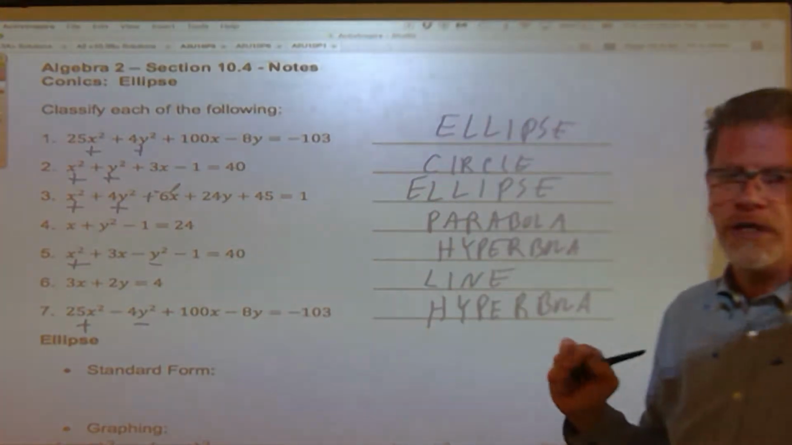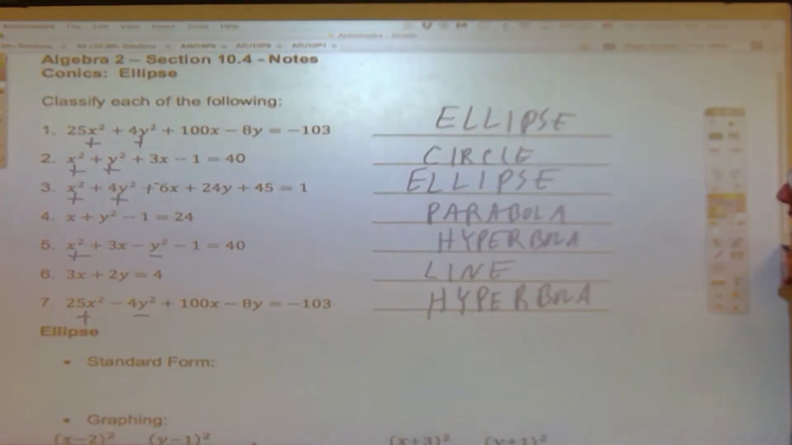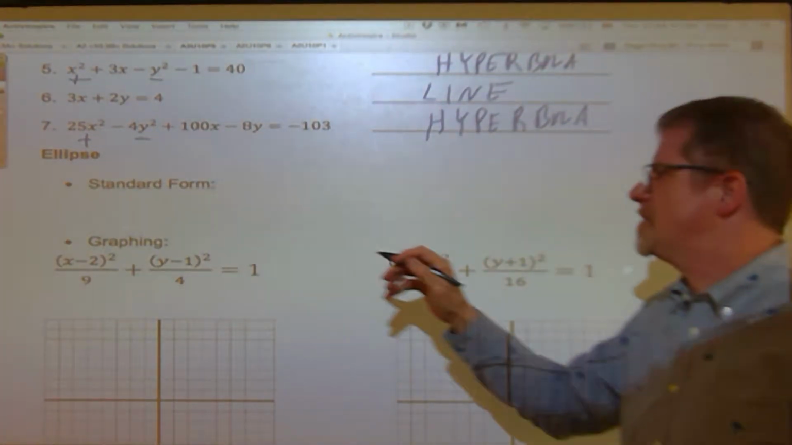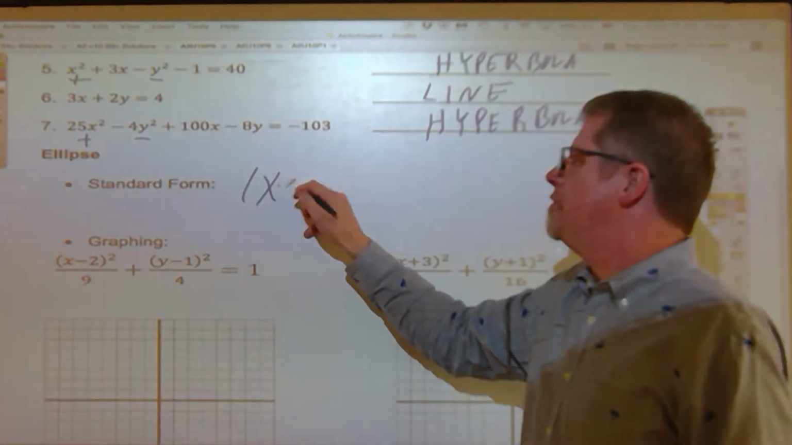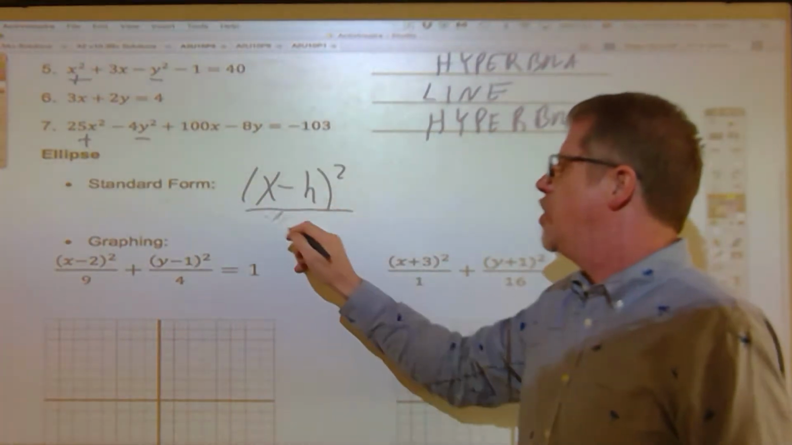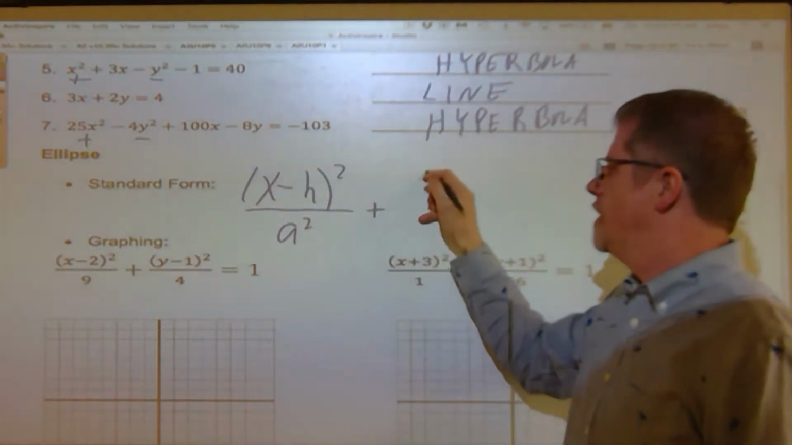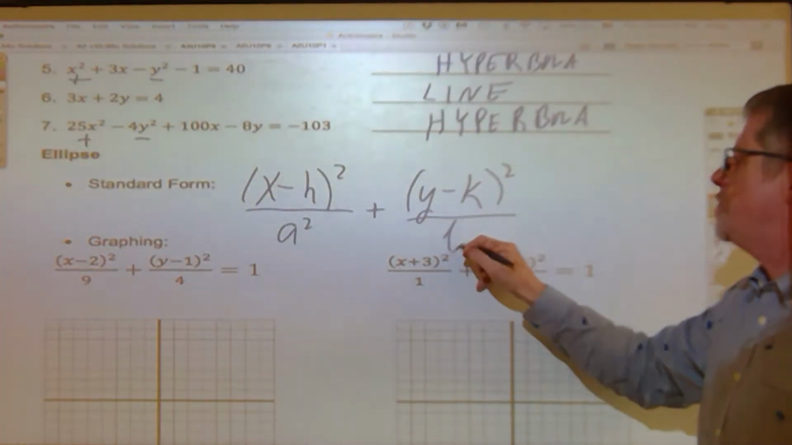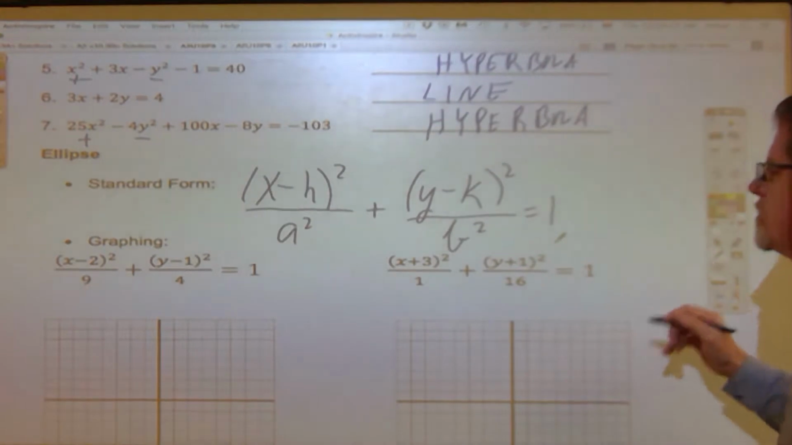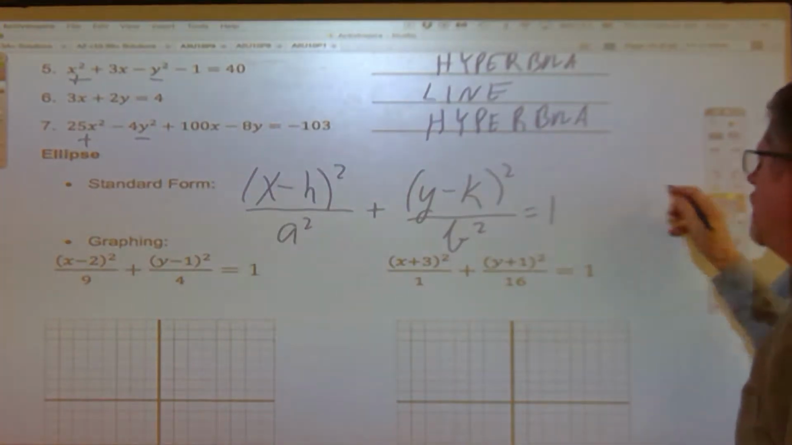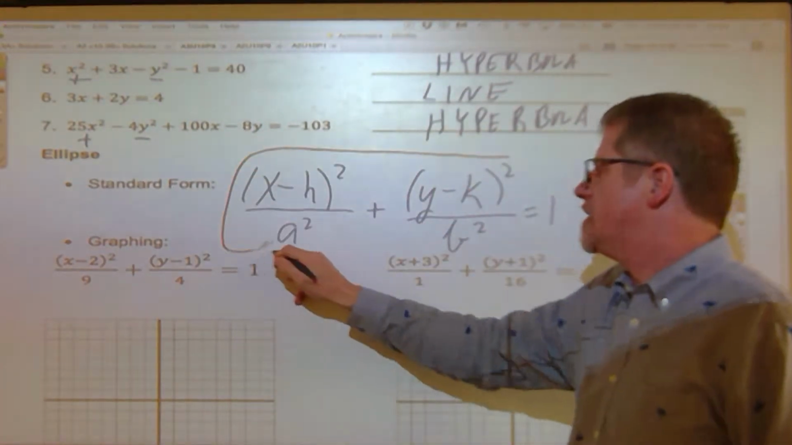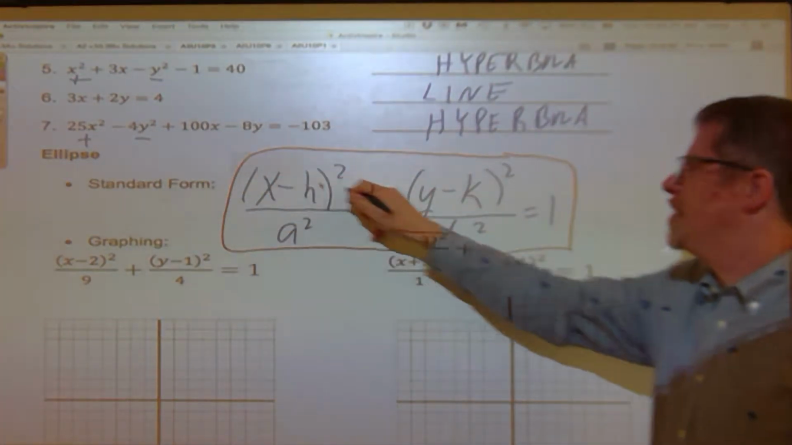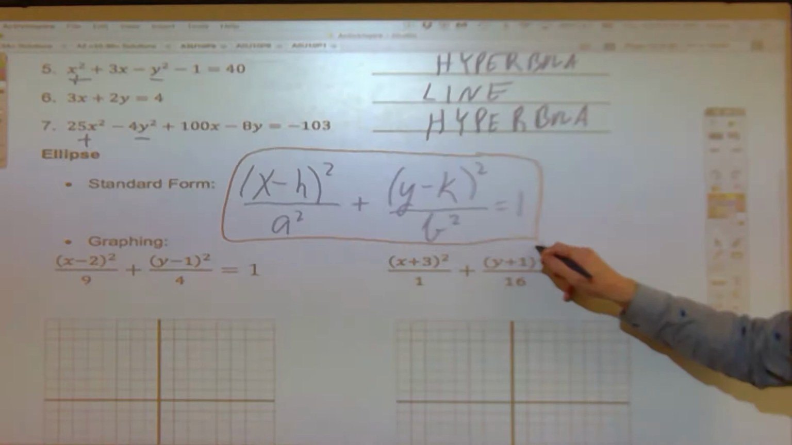The new material is ellipses. Now, let's take a look at the standard form of an ellipse. It's x minus h squared over a squared plus y minus k squared over b squared is equal to 1. It's never another number, it's always the number 1. Let's find out what this means. Let's get a picture that goes alongside this.